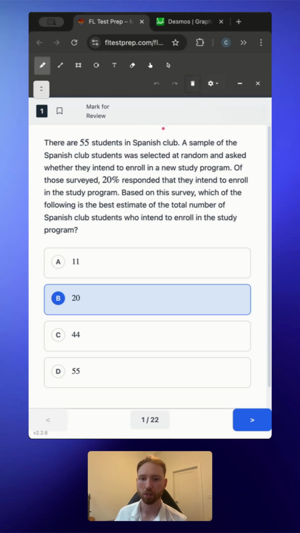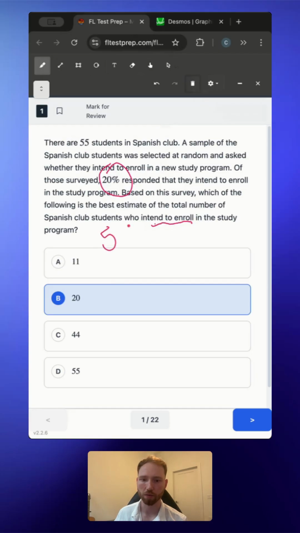There are 55 students in Spanish Club. A sample of the Spanish students was selected at random and asked whether they intended to enroll in the new study program. Of those surveyed, 20% responded that they want to enroll. Based on the survey, which of the following is the best estimate of the total number of Spanish Club students who intend to enroll? So we're trying to find how many enrolled out of this 55. It tells us that it's 20%.